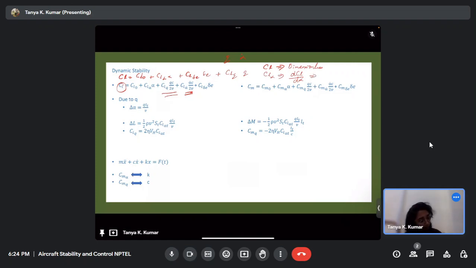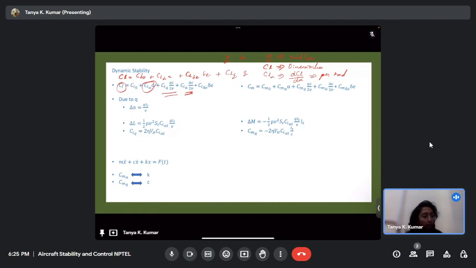So this would be per radian, correct? Now this entire term becomes dimensionless. In order to make the CLQ term also dimensionless, you take QC by 2V. What is the dimension of Q? Pitch rate Q or alpha dot? Radian per second.